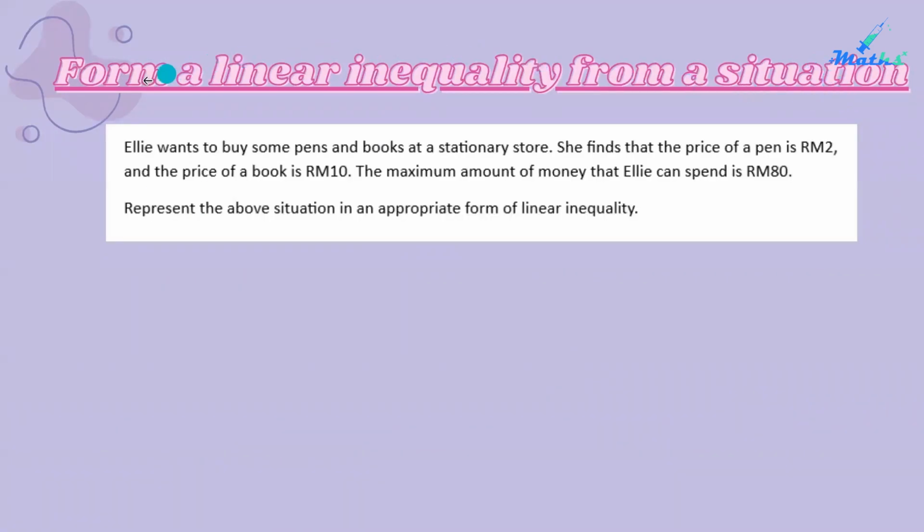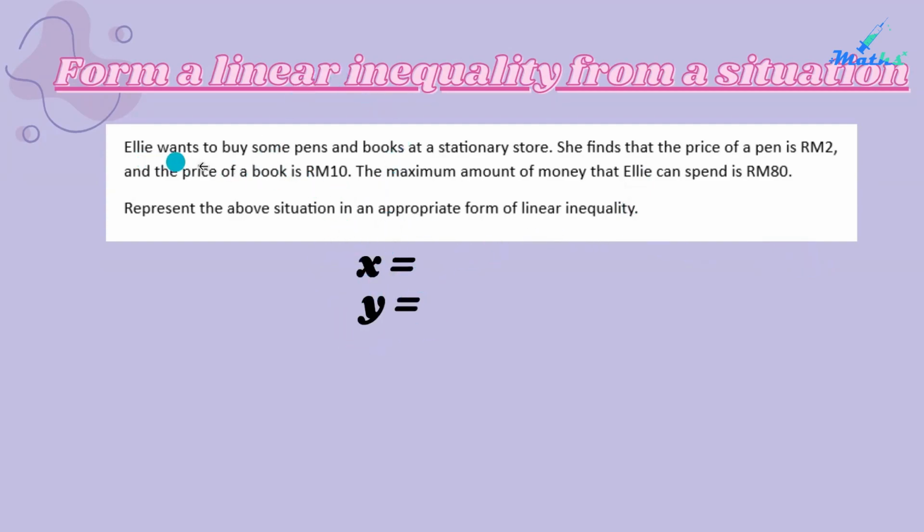Next, we are going to do some examples. Ellie wants to buy some pens and books at a stationery store. She finds that the price of a pen is 2 ringgit and the price of a book is 10 ringgit. The maximum amount of money that Ellie can spend is 80 ringgit. From this situation, we are going to form a linear inequality. First, we need to find our x and our y. So what is our x and what is our y?